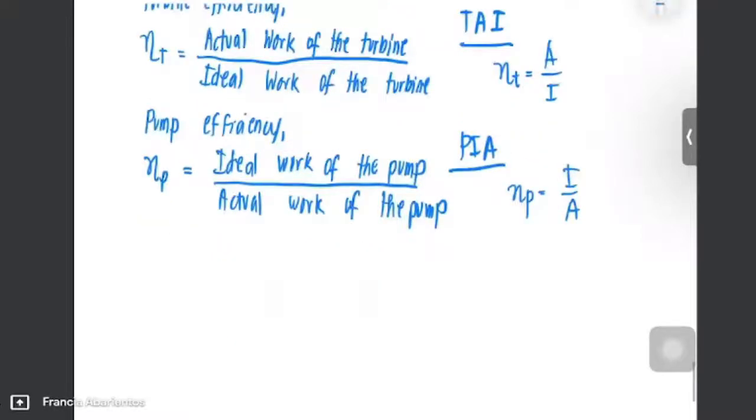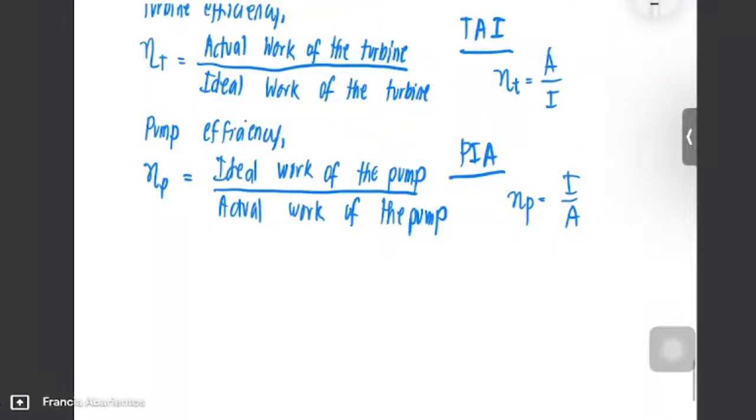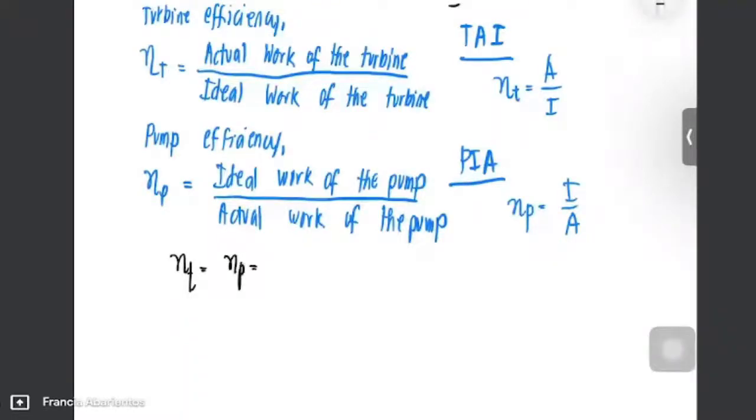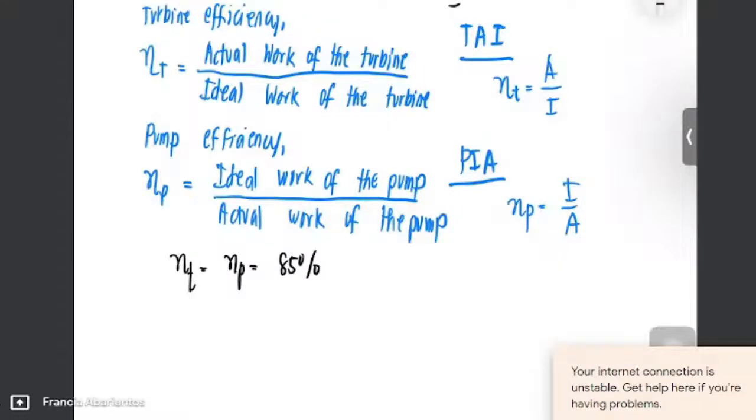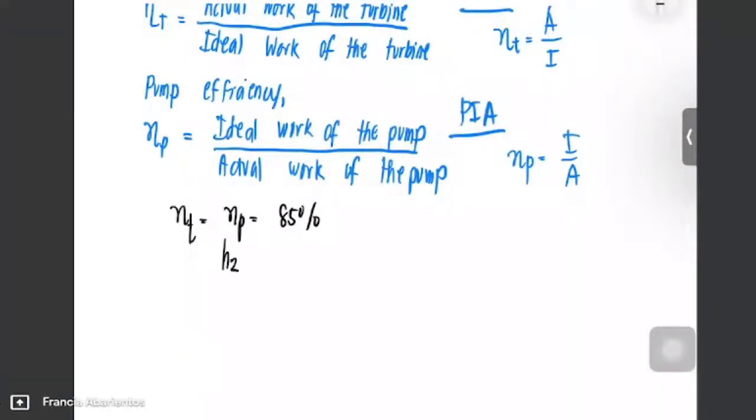Punta na tayo doon. In solving the problem, given sa atin yung pump efficiency, turbine, 85%. Okay. Hahanapin natin si H2 prime using the turbine efficiency. Okay. And yung H4 prime natin using the pump efficiency.